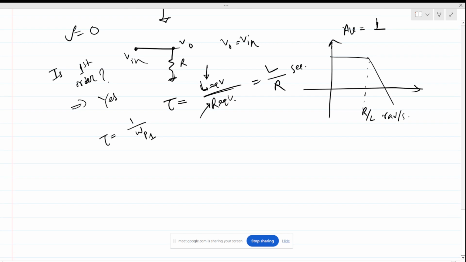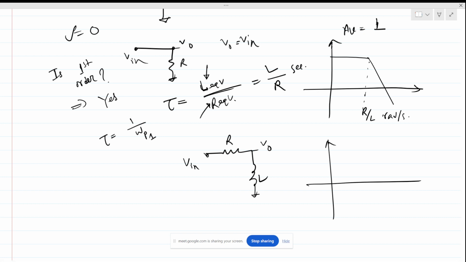Now let me draw another circuit. Which type of filter would it be? It is the opposite circuit. This will be a high pass filter. At high frequency, this is open, so V out becomes V in. So the maximum gain is possible at high frequency.